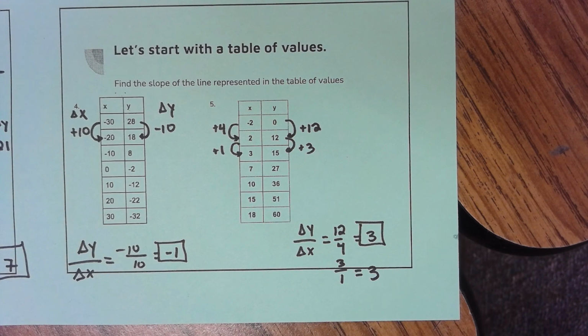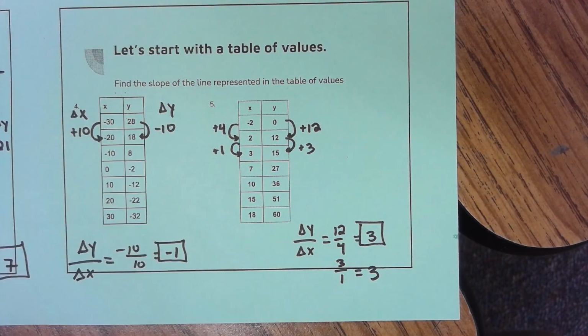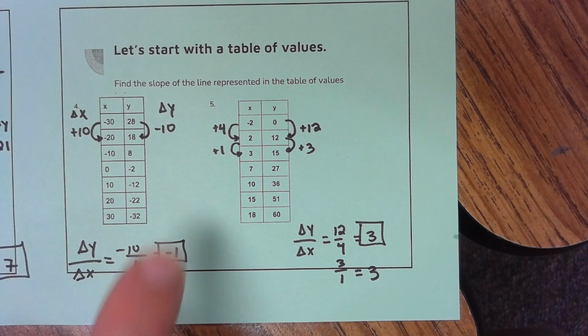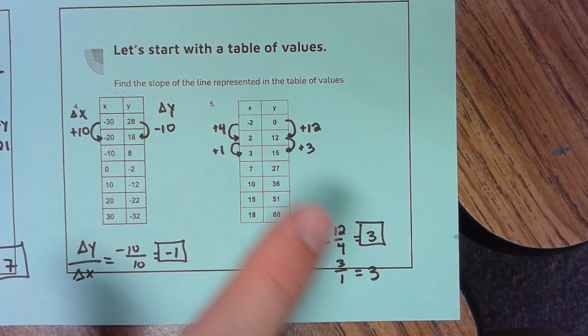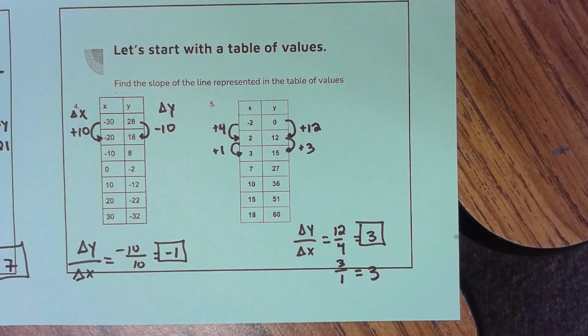Then for 5, I did 2 values there because I noticed the x values are jumping around. So I was adding 4, then adding 1. So I wanted to make sure that I got the same change in y divided by change in x. So 12 divided by 4, that's 3. And then I got another change in y, that's 3, and a corresponding change in x, that's 1. So 3 divided by 1, again 3. All right, questions here?